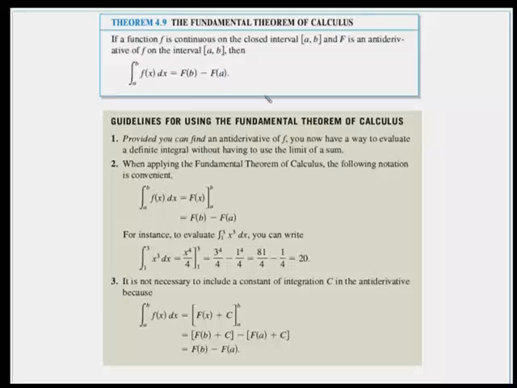And here in Theorem 4.9 is the fundamental theorem of calculus. If a function f is continuous on a closed interval from a to b, and capital F is an antiderivative of f on that interval a to b, then the definite integral from a to b of our function f of x dx is, remember the capital F is the antiderivative, the antiderivative function F, where we run the upper limit b through it, minus the same antiderivative F with our lower limit a run through it. And let's take a look at this guideline box. If there's any confusion, this should clear it up.